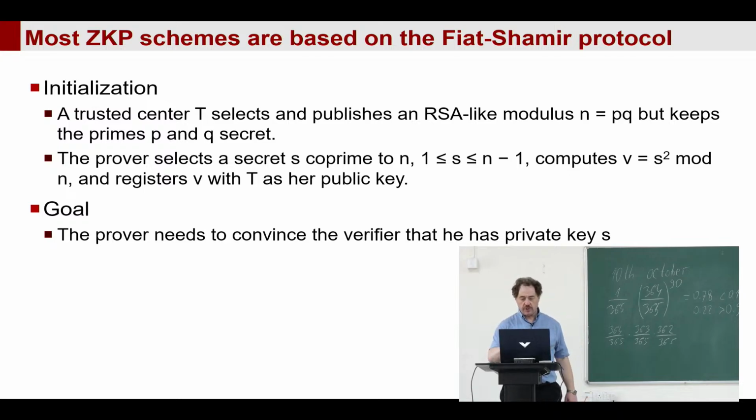Now again, we know that it's a one-way function, so given v, we cannot easily calculate s. s is a secret. v is public. Again, p and q are secret, s is secret, n is public, and v is public. Okay? So the goal is for the prover to convince the verifier that the prover possesses the private key s without disclosing s.